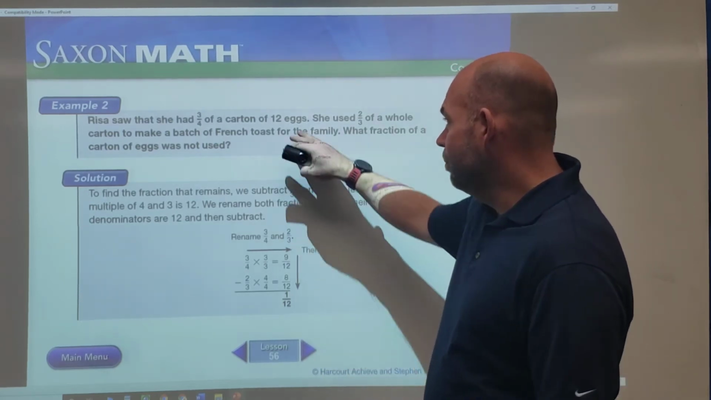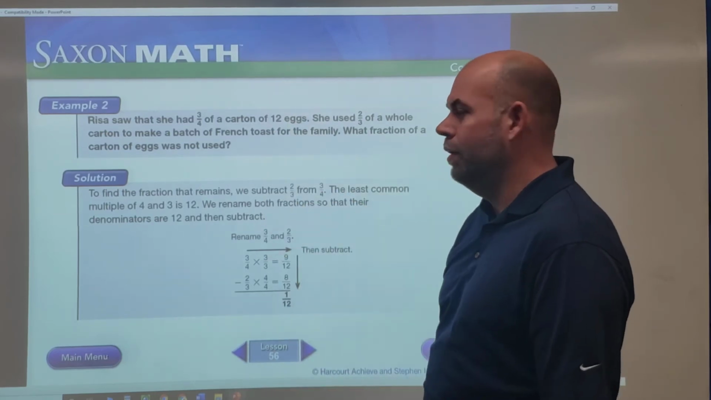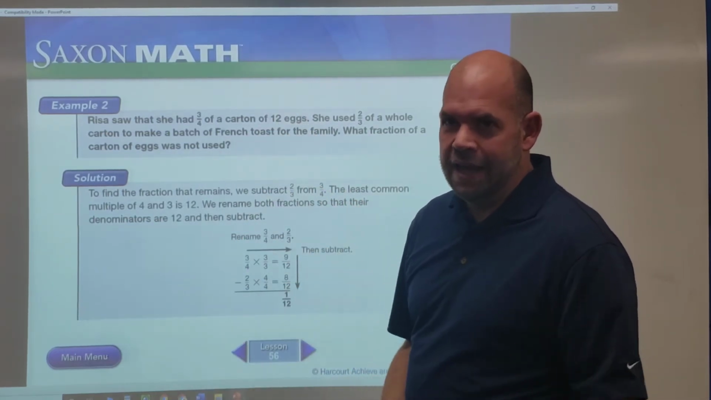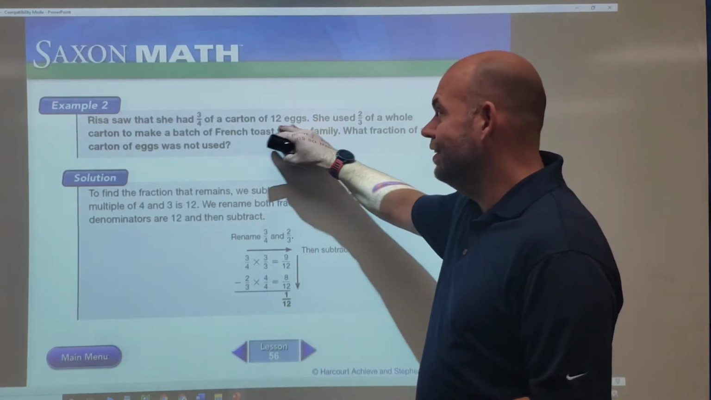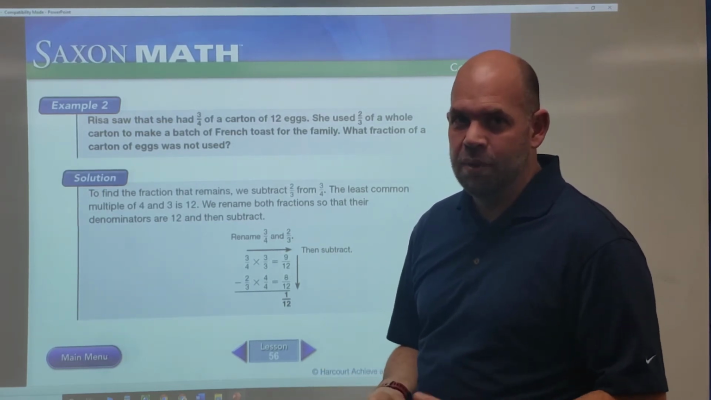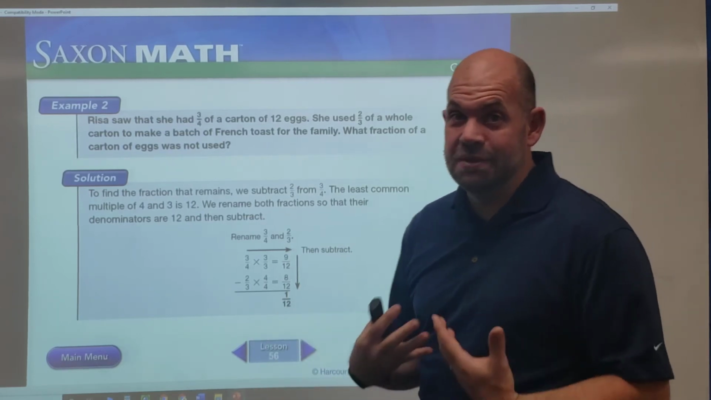Do we usually do problems where we say, I had 3/4 of a carton? No, we usually say, I had 12 eggs, or I had 3/4, which is 9. I had 9 eggs. I used 8 eggs. How many do I have left? 1 egg. So this is a kind of a silly word problem. We're not going to talk about it in this way in the real world. But the concept is important.